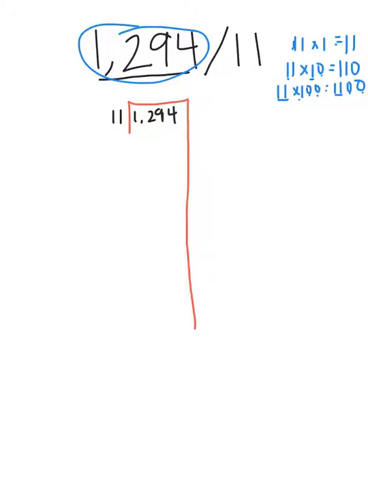All right, so let's get as close to this number as we can. Looking at our powers of 10 over here, we see that 1,100 is as close to 1,294 as we can get. And to get to 1,100, we multiplied by 100. So I'm just going to do that over here on the side. 11 times 100 is 1,100.